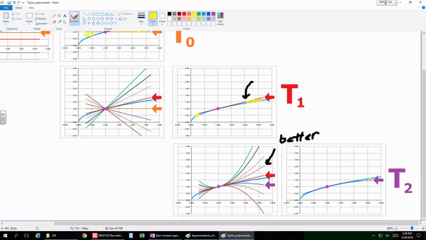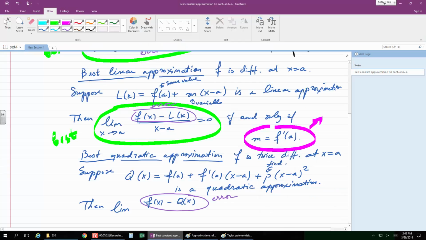Certainly we can see that we're doing better and better every time. But the standard is that the error is not only going towards 0, but going towards 0 even faster than before, at a different rate. So this was a rate that is faster than x minus a. This is x minus a squared. So that is the standard, equal to 0.